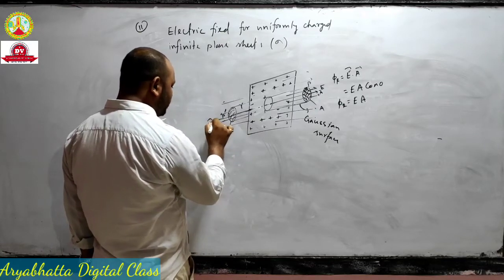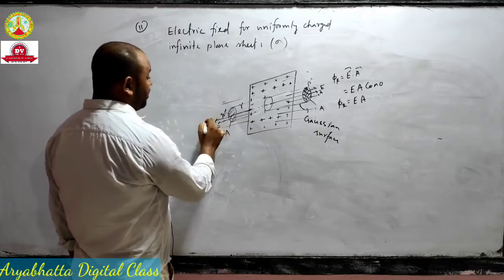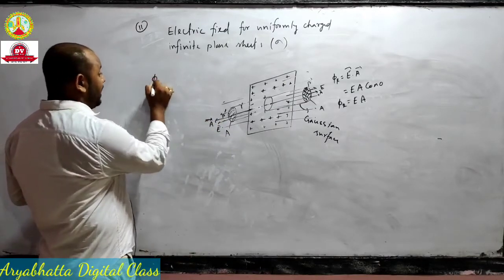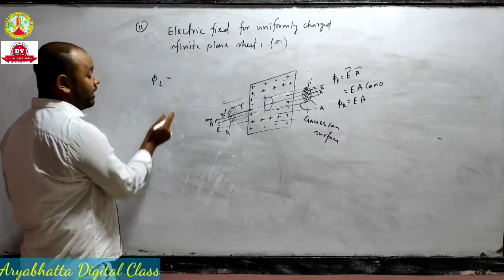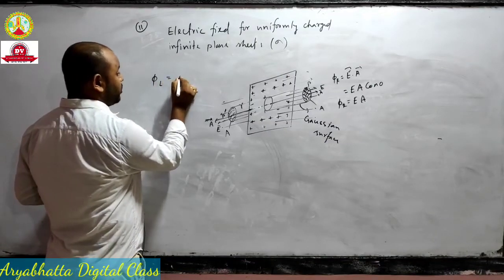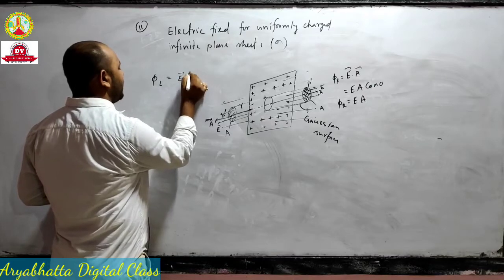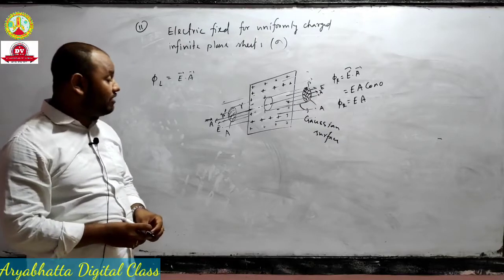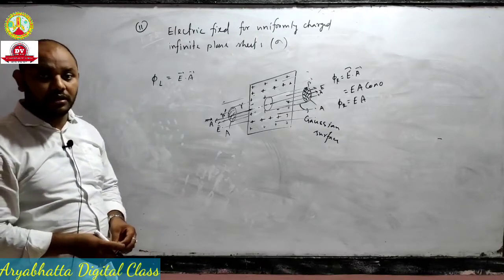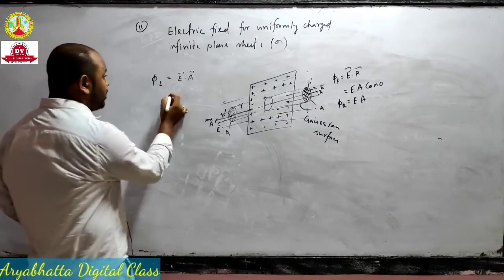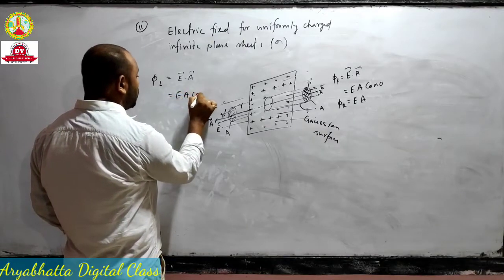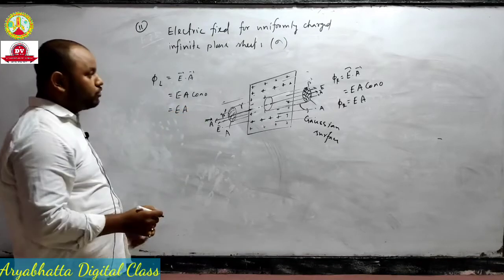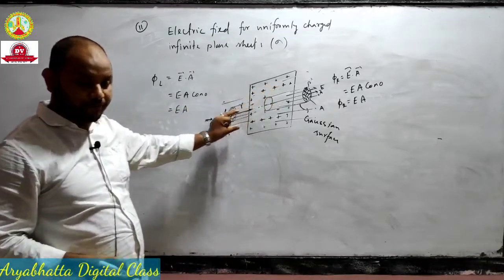Here also the direction of the area vector and the electric field is the same. So what will be the flux for the left surface? Phi L, the flux for the left surface, will be equal to E dot A. For the left surface also, the angle between the electric field E and the area vector A is 0 degrees. So the flux will be EA cos 0 degrees, and cos 0 is 1, so the flux will be equal to EA. Okay, now the curved surface of the cylinder.